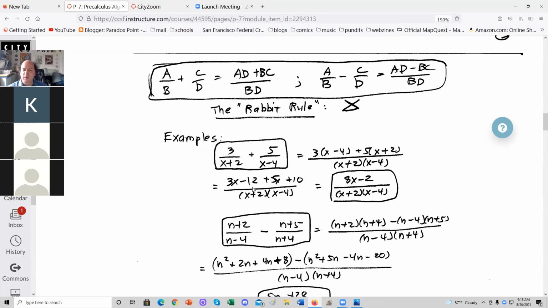Now, all right, this expands out. 3x minus 12 here, 5x plus 10 here, and after combining like terms, you get 8x minus 2 over x plus 2 times x minus 4.